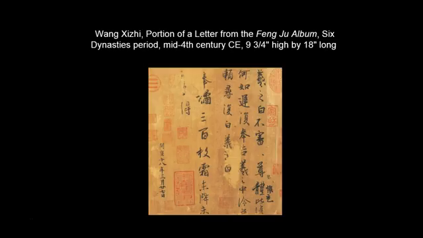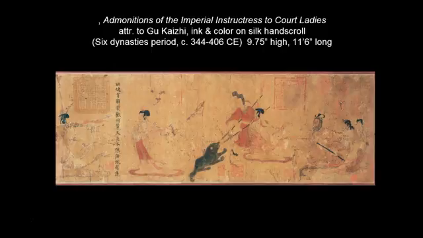The Admonitions of the Imperial Instructress to Court Ladies is a collection of stories intended to instruct the women of the court in proper Confucian wifely behavior. A very, very important hand scroll. The section that you're seeing on the screen shows a Han-era queen's bravery in putting herself between danger and her husband. The scroll also demonstrates how artists utilize multiple images of the same figure, such as Lady Feng, in order to clarify a narrative. Hand scrolls are typically rather short in height.